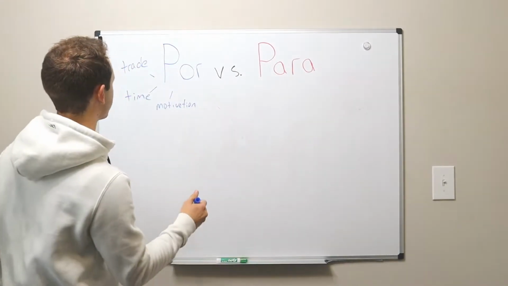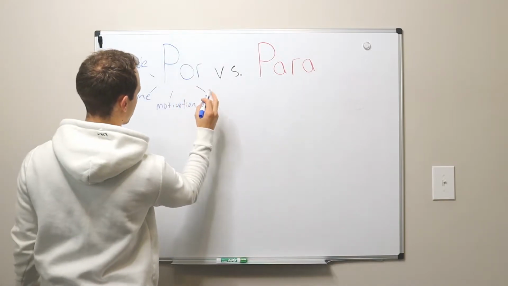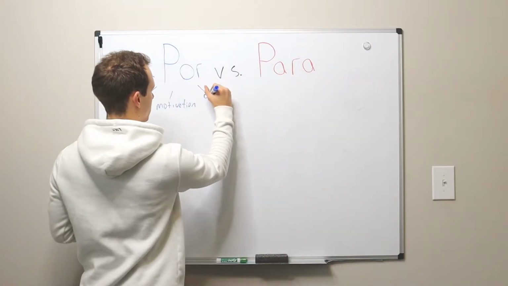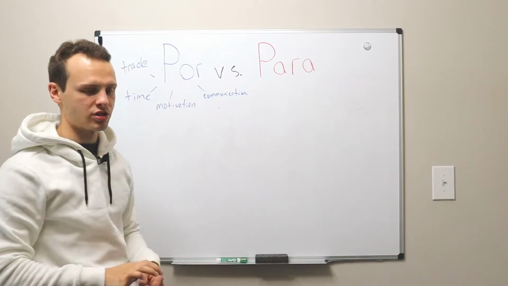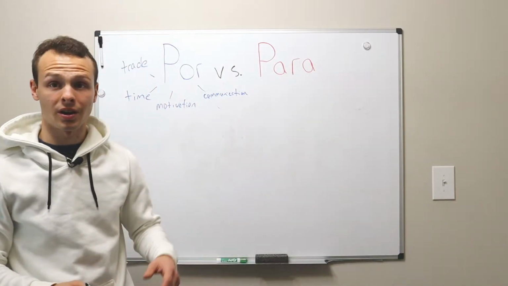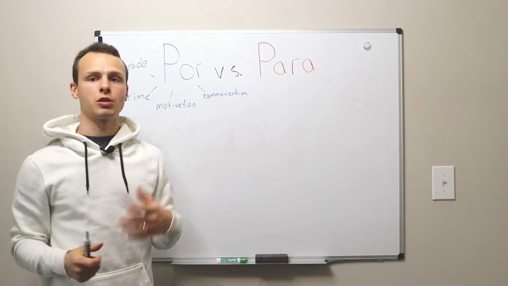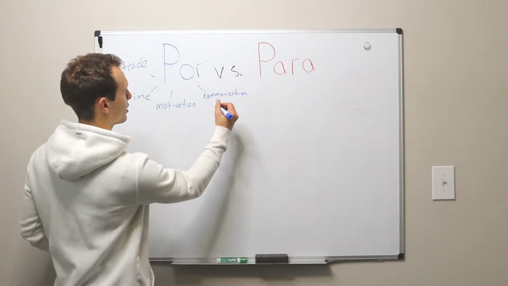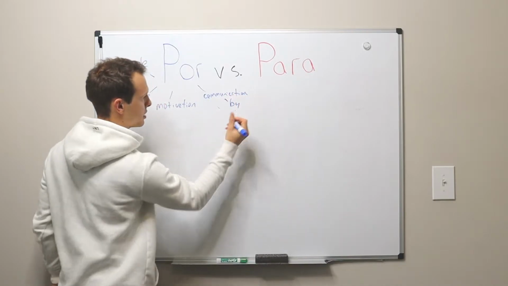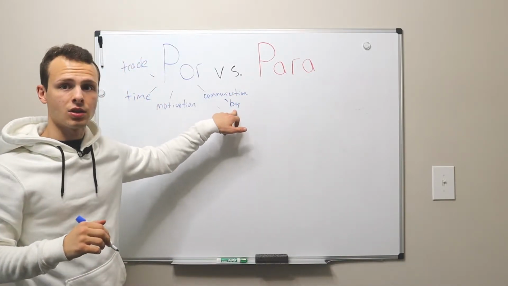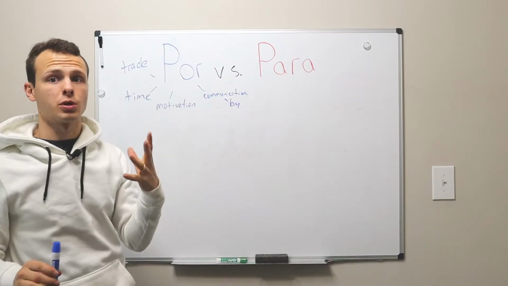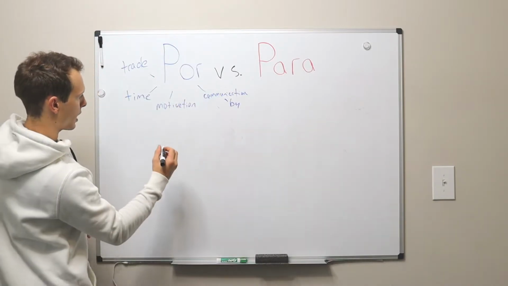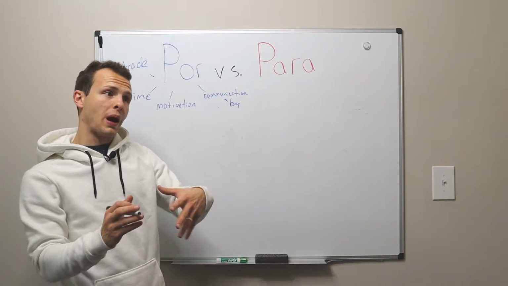The last example for por is we're going to talk about communication. And what I mean by communication is basically if you're talking about the means by which you communicated. If you want to put the word by here, that's what I would do. So if you've got the word by talking about communication, then you're going to use the word por. And what this means is I contacted her by phone.